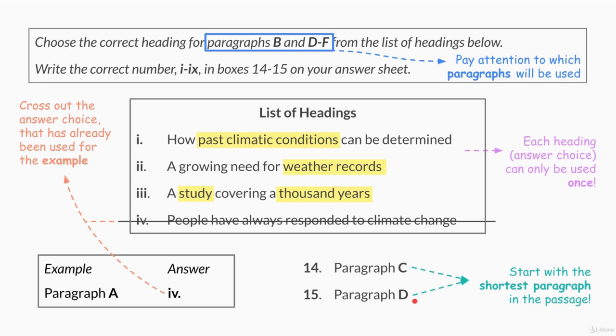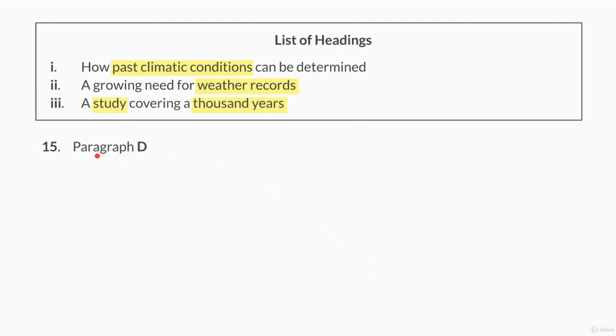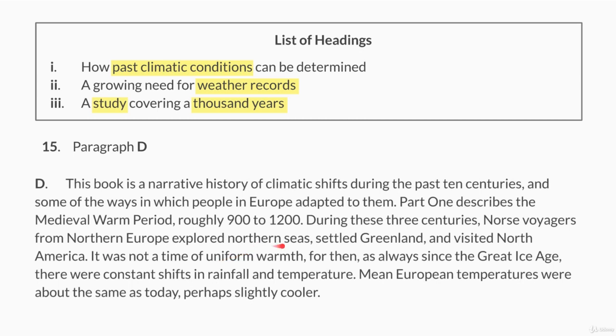So let's go ahead and start to answer these questions. I'm going to start off by first answering question number 15, since that has the shortest paragraph. So here is our question number 15, paragraph D, and here is our paragraph D. So here we have the paragraph, and we basically have to find out which answer choice out of these 3 answer choices is going to be the best fit for this paragraph.